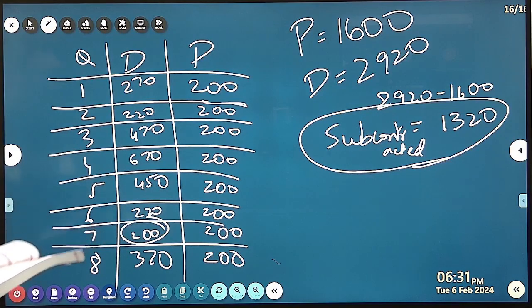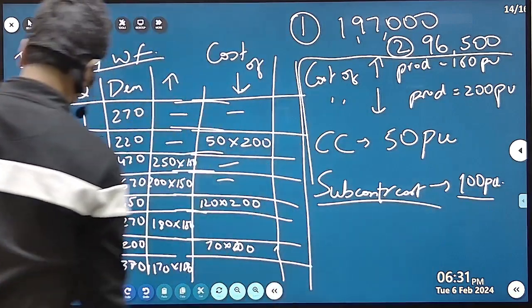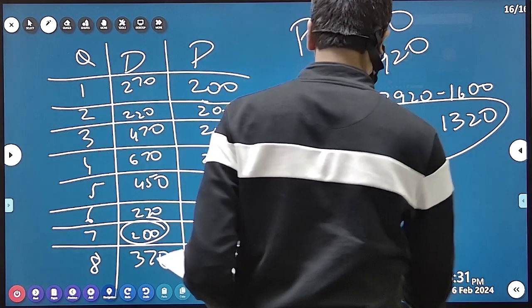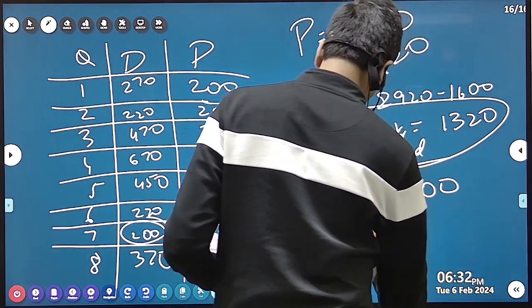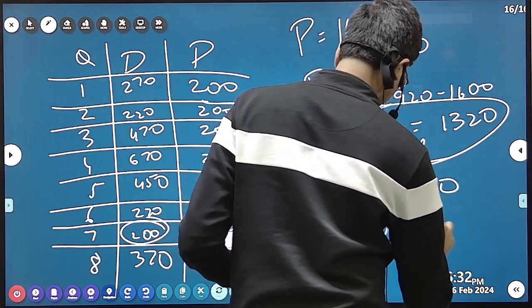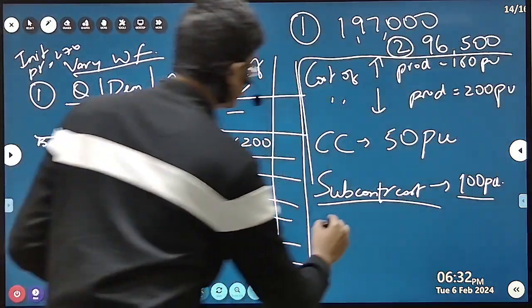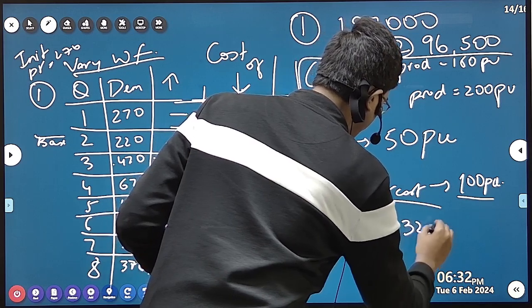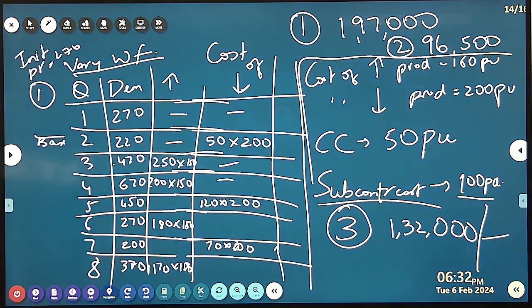And he has given us a price for subcontracting, he says 100 per unit. So we will buy it from the subcontractor and then we will fulfill our demand. So it is 1320 into 100, that will be 1,32,000. So as part of my pure strategy number 3, I am going to incur a cost of 1,32,000. Understood?